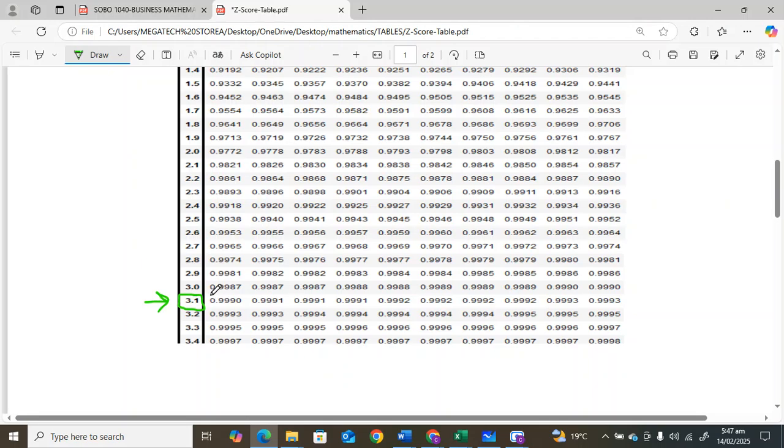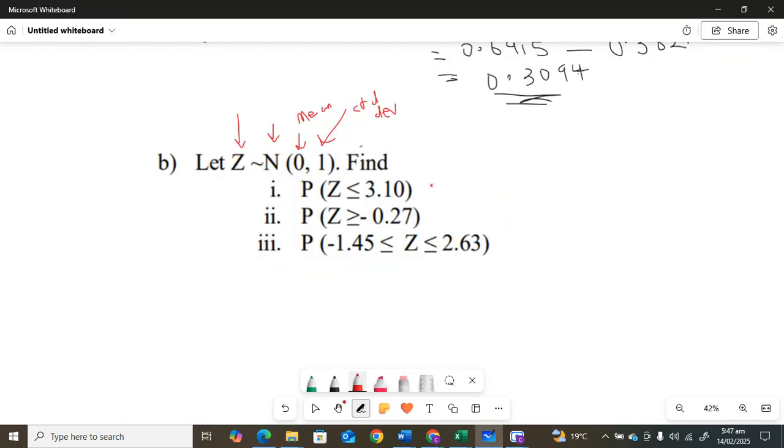Okay, so this is our probability here, where these two intersect. So here, the probability is 0.9990, 99.9%.